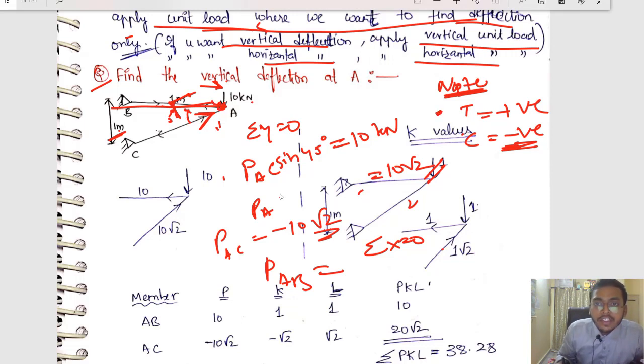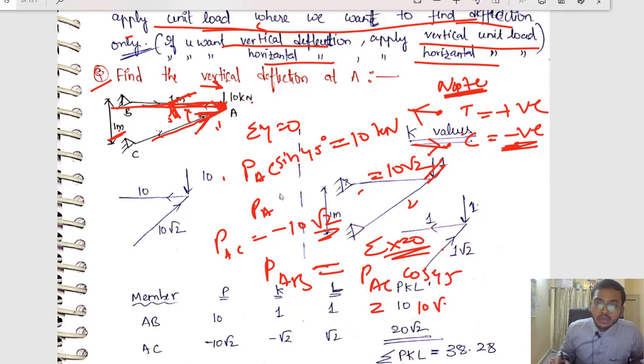What is tension? If I have a joint, if the force is going away from the joint, it is tension, and if the force is coming towards the joint, it is compression. See, this force PAC is going towards the joint, therefore it is a compression. I am assuming PAB is going away from the joint, so it is a tension. Always remember, sigma x is equals to 0, right? PAB is equals to PAC cos 45. So what is PAB value? It is 10 root 2 cos 45. Cos 45 is 1 by root 2, right? So you will be getting 10 kN. Done. So simple, right? There is nothing much here.